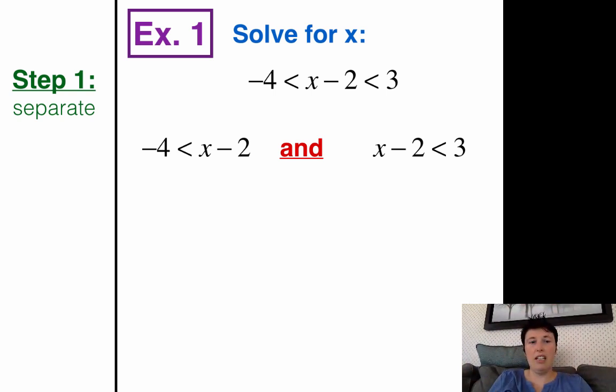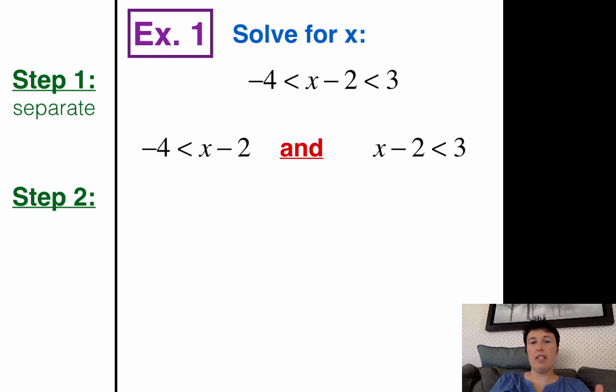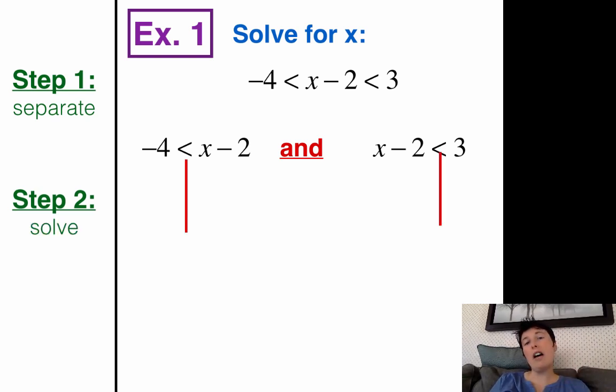I'm separating it. Then I go to solving. So step 2 is let's solve. Put a line down the middle and do what we already know how to do. We've practiced this a lot in class. We know how to solve for x. We're going to isolate x by itself.